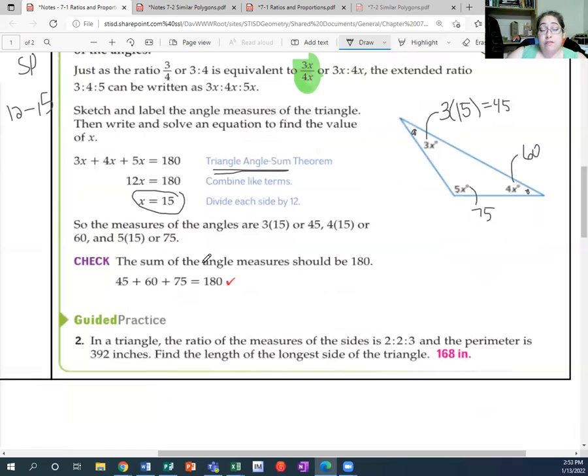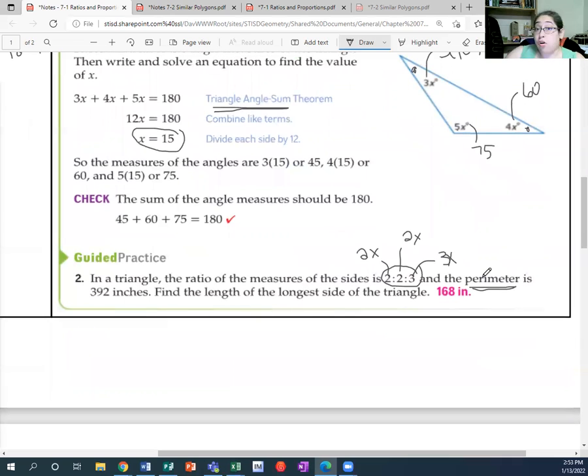The skill practice, however, is not going to be this simple because they want to know the perimeter. But with an extended ratio, the process remains the same. This says in a triangle, the ratio of the measures of the sides is 2 to 2 to 3, and that the perimeter is 392 inches. Well, remember with this extended ratio, I can rewrite them to think about them as the measure of the actual sides. In this case, 2x to 2x to 3x.